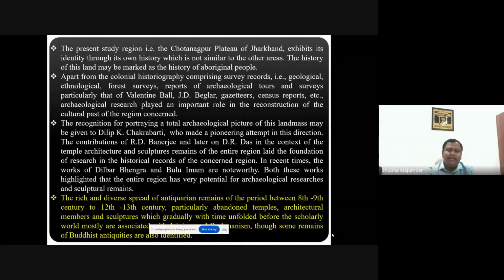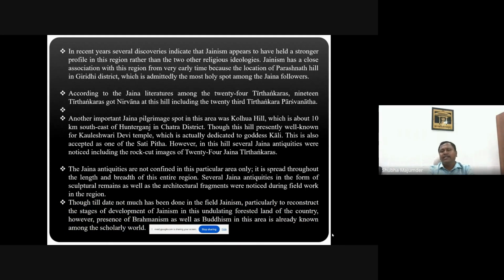in broad aspect. The rich, diverse spread of antiquity remains, between the 8th-9th century to the 12th century, particularly the abundant temple, architectural member, and sculptural remains, gradually with time unfolded before the scholarly world. Most are associated with Buddhism, Brahmanical ideology and Jainism, though some Buddhist antiquities are also found from the area. In recent years, several discoveries indicate the Chinese appearance in this part of the newly constructed Jharkhand, the Chhotanagpur Plateau area.